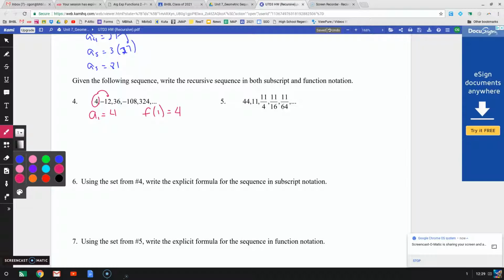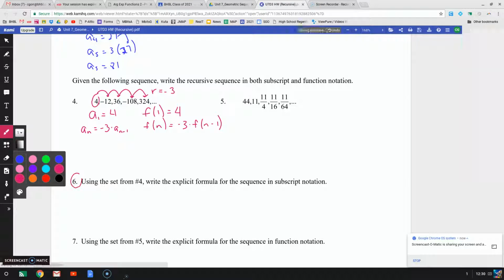So how do I get to the next term, to the next term, to the next term? My common ratio here, my pattern, is that I'm multiplying by -3. So my a sub n value then is going to say that I'm going to take -3 and multiply it by my previous term. In function notation, f of n equals -3 times my previous term.